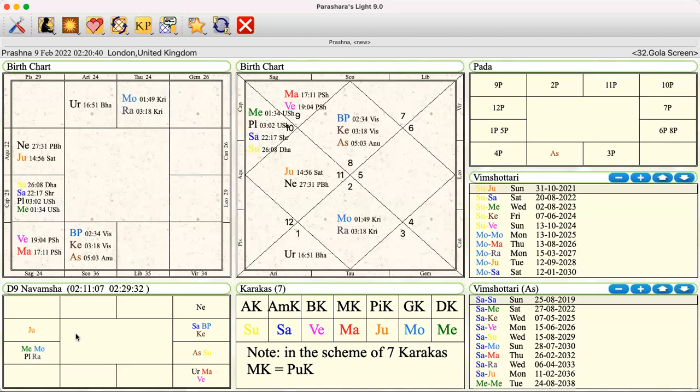So the Gandanta points will always be 1 degree before and 1 degree after the junction between a water sign and a fire sign. So the water sign Cancer, the fire sign Leo. Water sign Scorpio, fire sign Sagittarius. Water sign Pisces, fiery sign Aries.